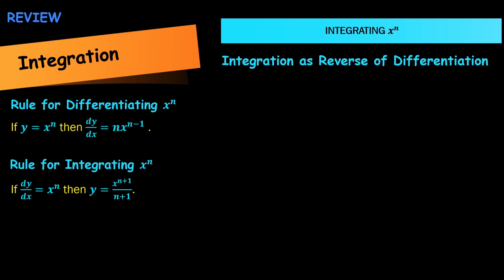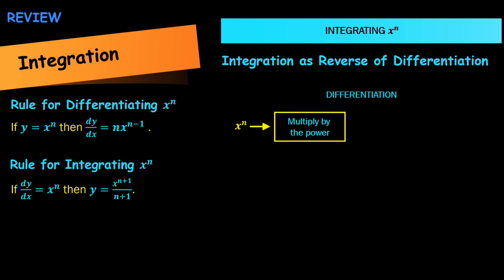Integration is the reverse of differentiation. So what do we do if we want to differentiate? We start with, say, x to the power n. We multiply by the power and then subtract 1 from the power to give n times x to the power n minus 1.